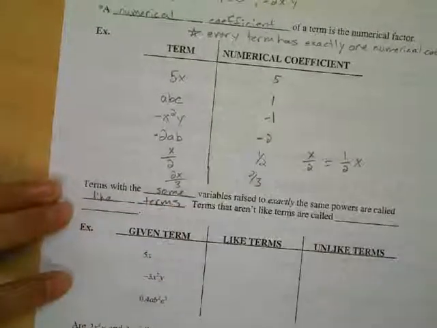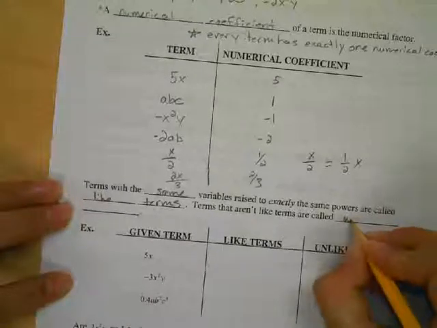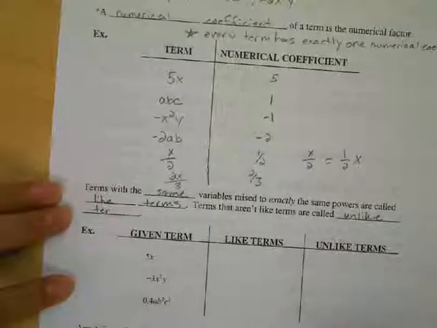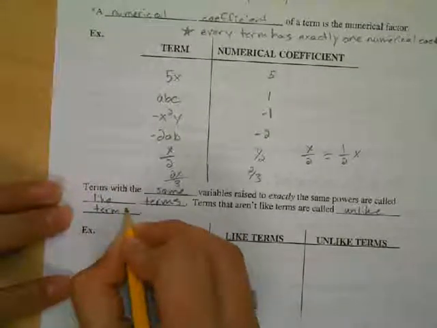Okay, terms that aren't like terms are called unlike terms. Typically people just say that they're not like terms, but unlike terms is what they're actually called. So let's take a look at some examples.